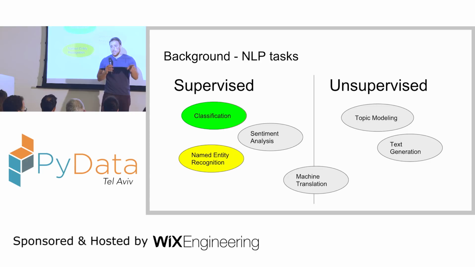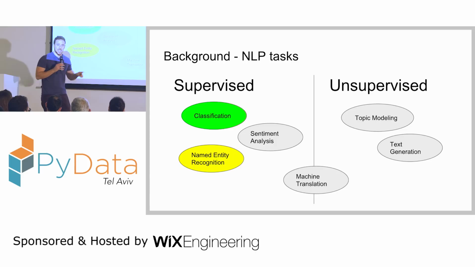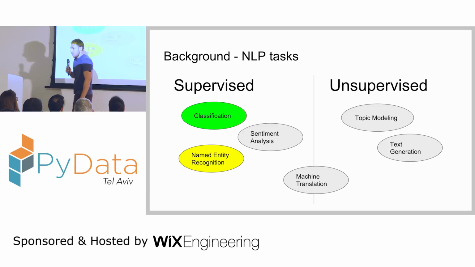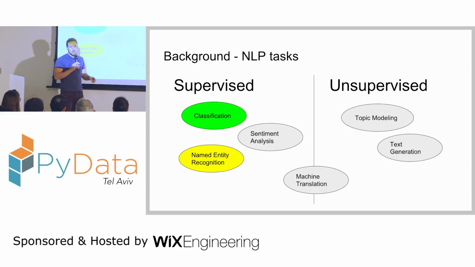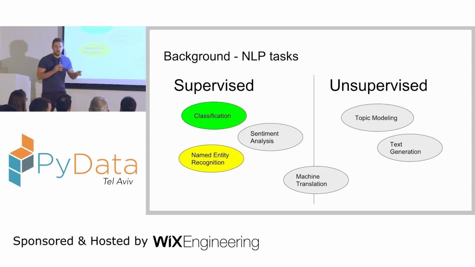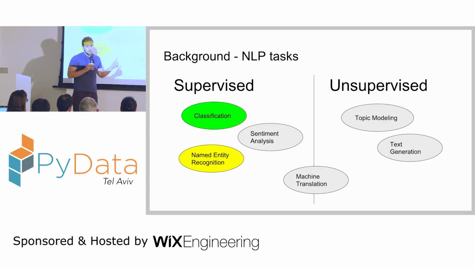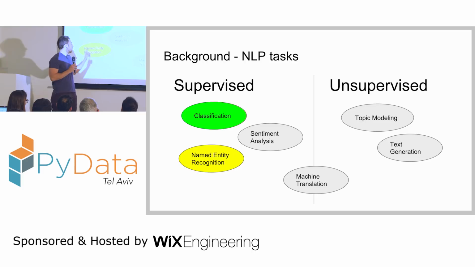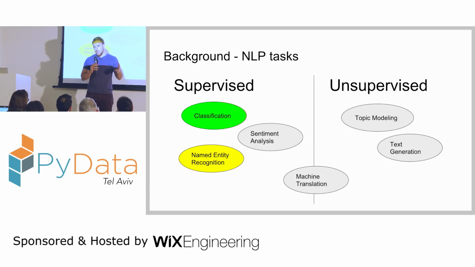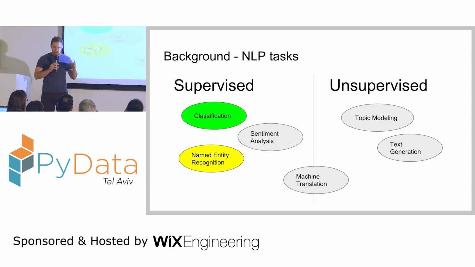Has anyone heard about the GPT-2 fiasco, generating fake news? Fake news is another example of text generation in an unsupervised way. We will be focusing on supervised learning. Has anyone here been to the previous workshop on classification? Okay, so not a lot. The common supervised tasks are classification, named entity recognition, which will be the subject of this talk, sentiment analysis, and machine translation, which can be seen as either supervised or unsupervised, because there's more than one way to translate a sentence. Depends who you ask.